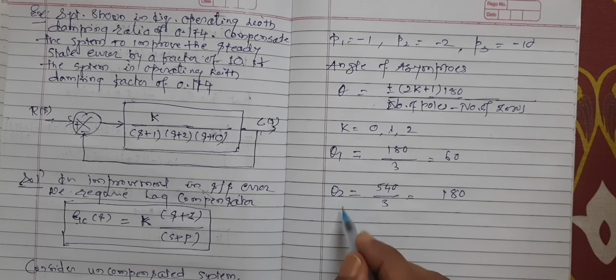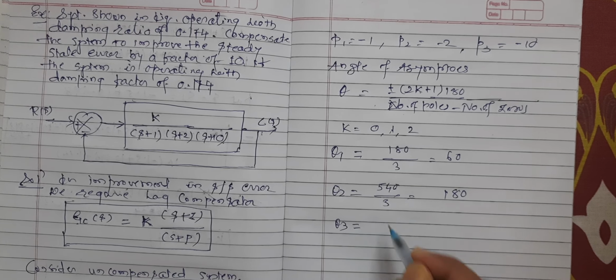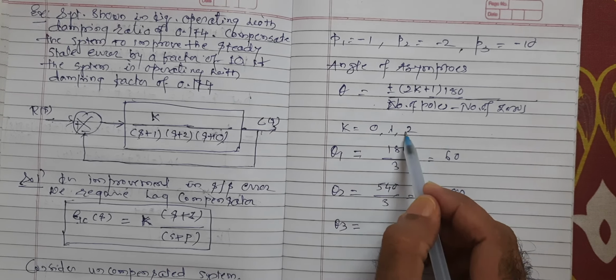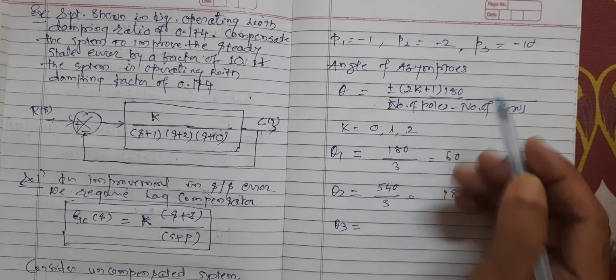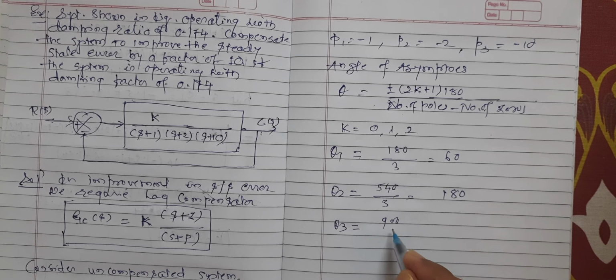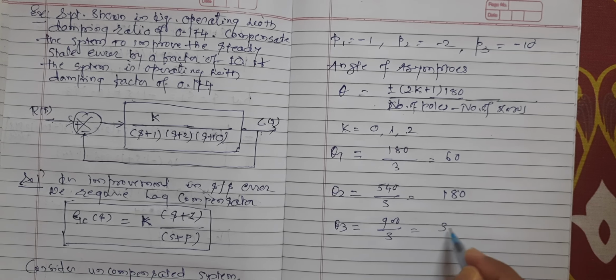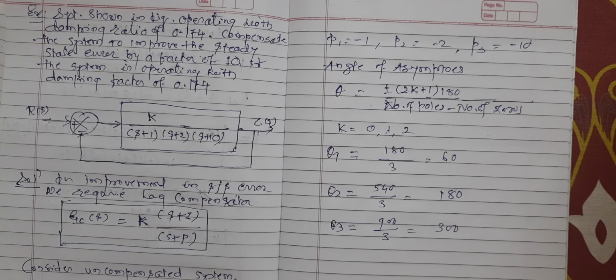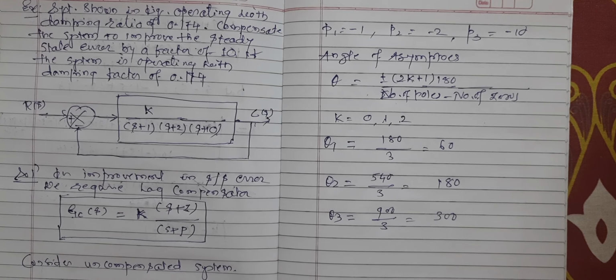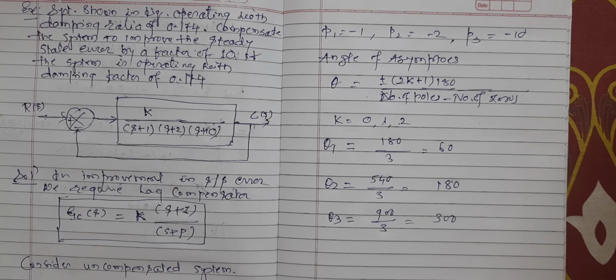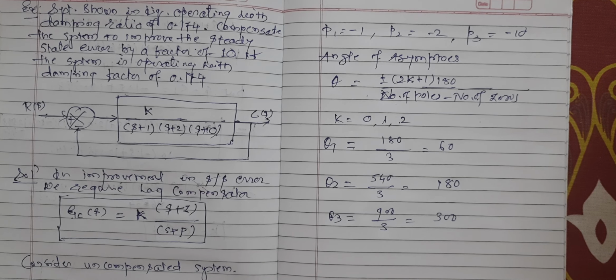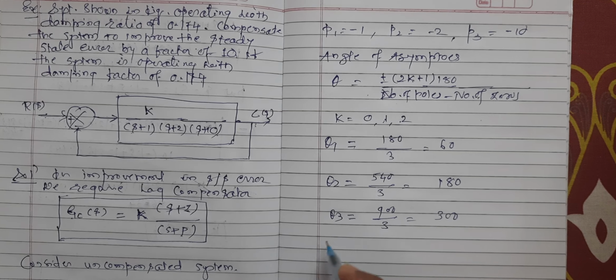Then theta 3, with k equals 2. 2 into 2 is 4, 4 plus 1 is 5, 5 into 180 is 900, and 900 divided by 3 becomes 300. So now we know the angles of the asymptotes: 60, 180 and 300.